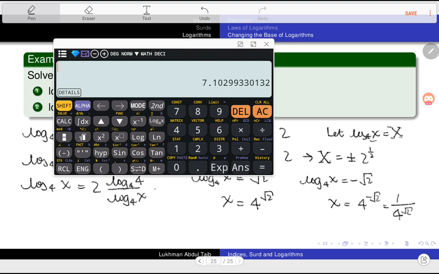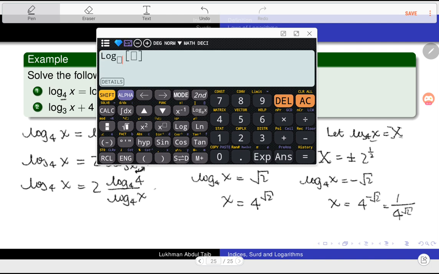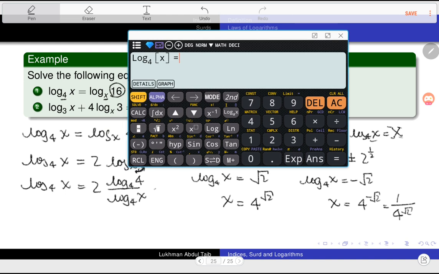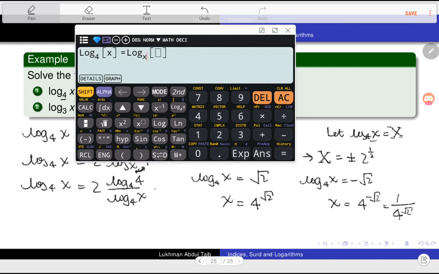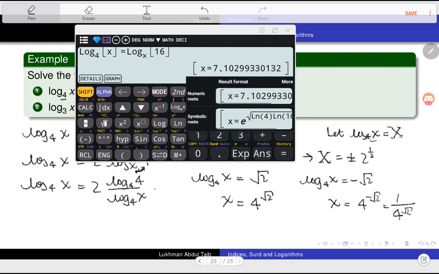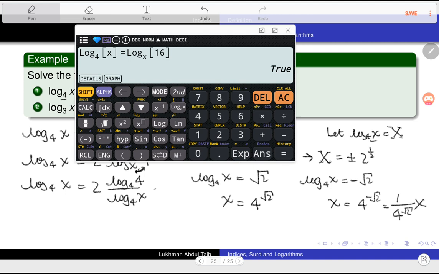Okay, maybe I can try using the calculator. Where is log again? Log 4, where is x? Oh sorry, it's supposed to be alpha x. Log 16. Okay, alright. Oh, maybe we can reject the second one. I think we can reject the second one. Yes. Okay.